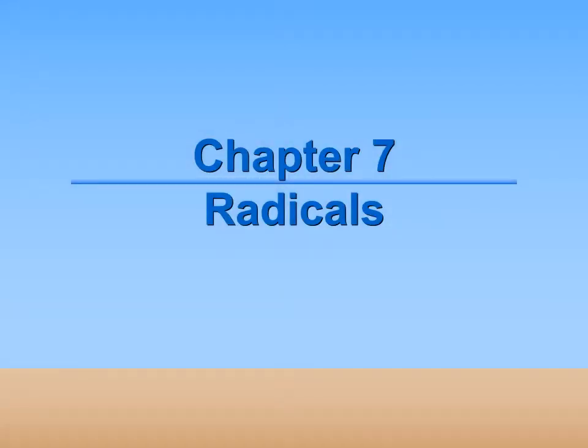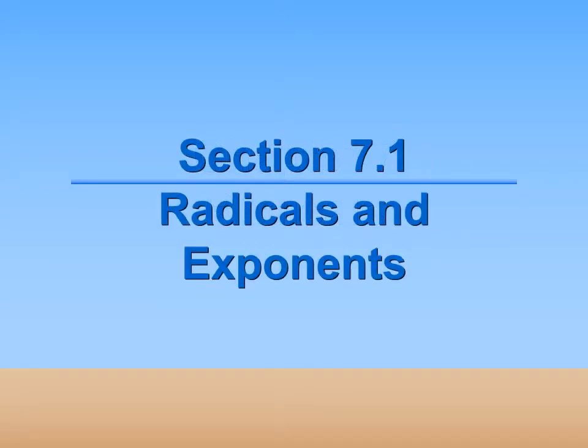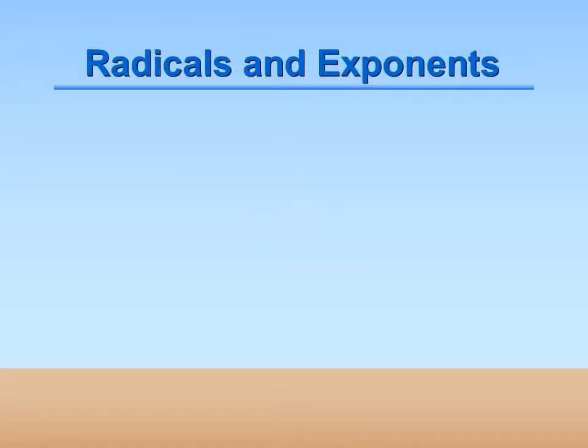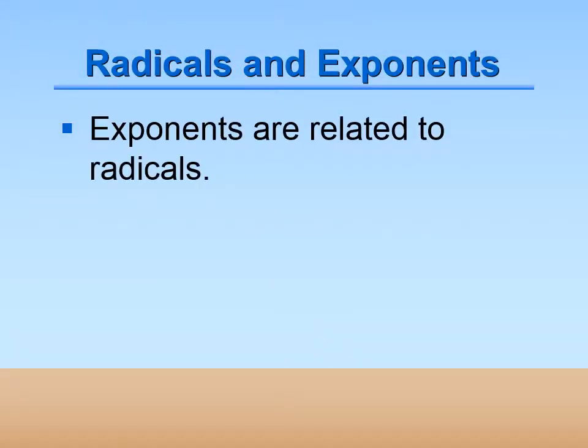Today we are starting a new chapter on radicals, and the first section that we're going to talk about is called radicals and exponents. Exponents are related to radicals. That's the most important thing to know: radicals and exponents kind of go together. We've studied exponents, and we kind of know what radicals are. So today we're showing what their relationship is and how we can use that.